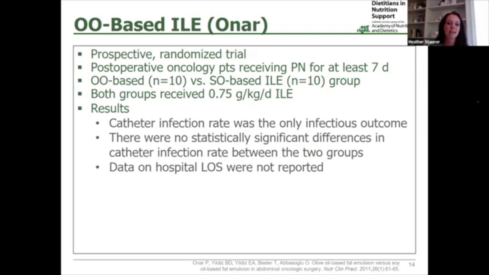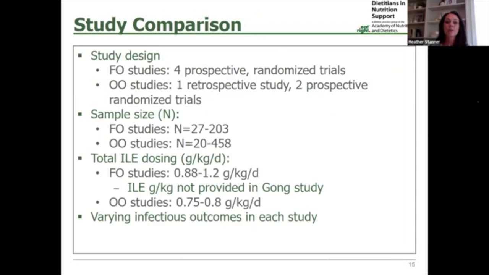And in this study, data on hospital length of stay were not reported. So to sum up all of the studies that Andrew spoke about earlier and the 3 studies that I just reviewed today, we wanted to provide a snapshot of the study design, sample size, and some other characteristics.